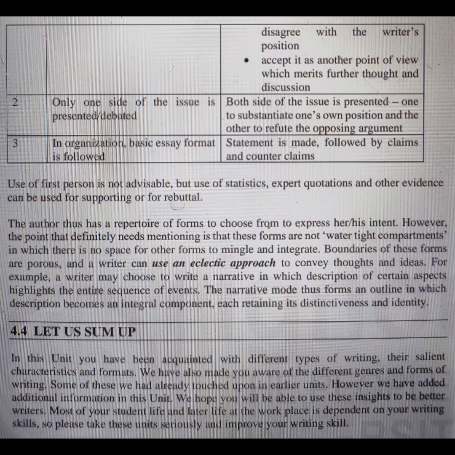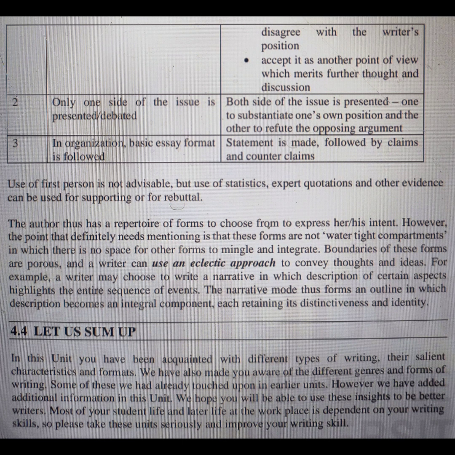The author thus has a repertoire of forms to choose from to express his intent. However, the point that definitely needs mentioning is that these forms are not watertight compartments in which there is no space for other forms to mingle and integrate. Boundaries of these forms are porous, and a writer can use an eclectic approach to convey thoughts and ideas. For example, a writer may choose to write a narrative in which description of certain aspects highlights the entire sequence of events. The narrative mode thus forms an outline in which description becomes an integral component, each retaining its distinctiveness and identity.